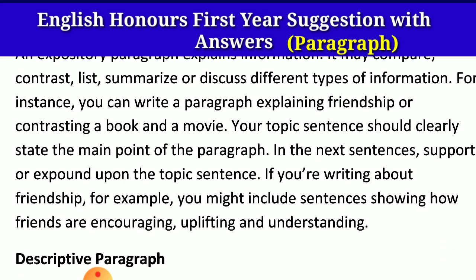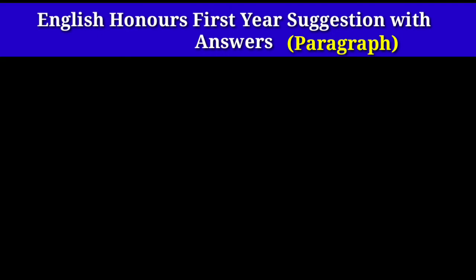Your topic sentence should clearly state the main point of the paragraph, and the next sentences support or expand upon the topic sentence. If you are writing about friendship, for example, you might include sentences showing how friends are encouraging, uplifting, and understanding.